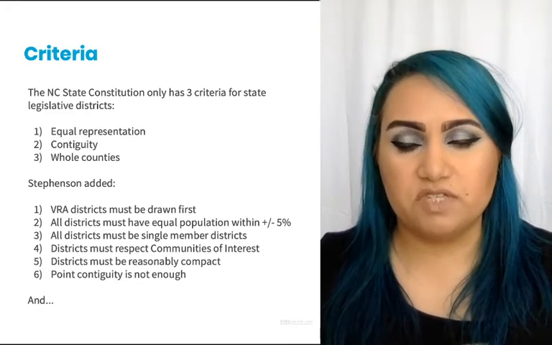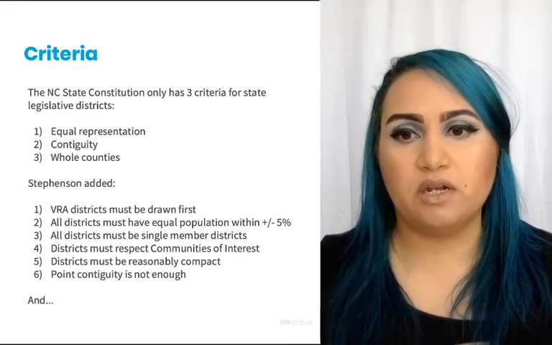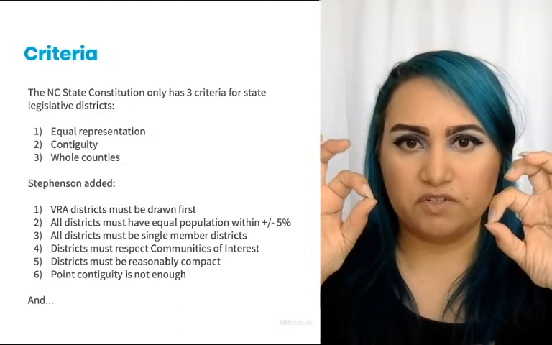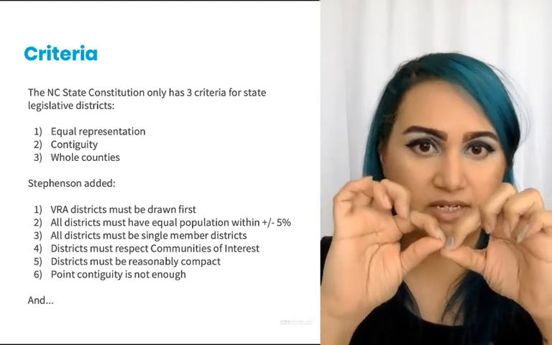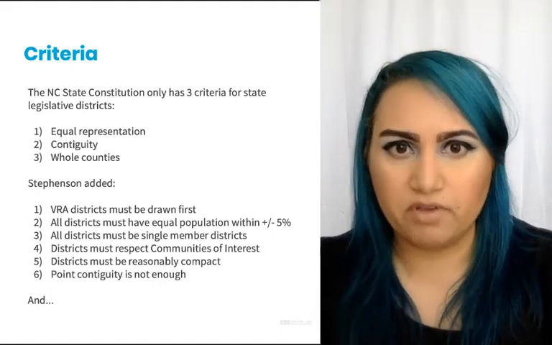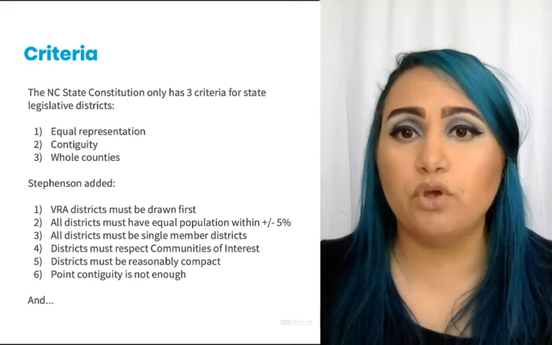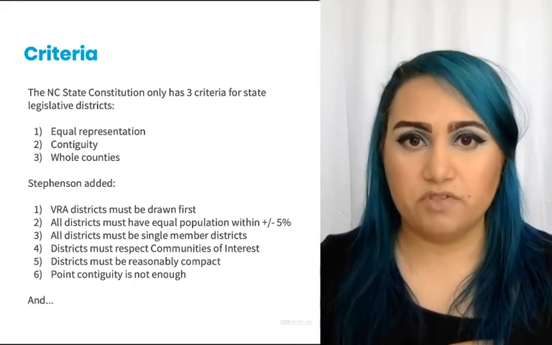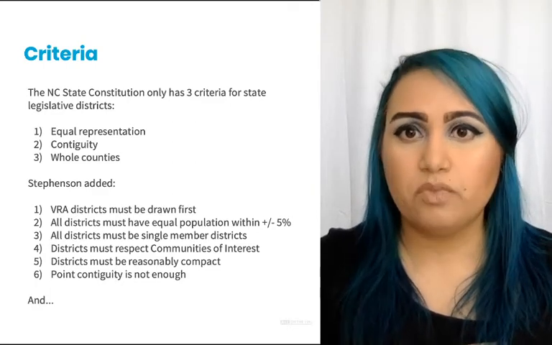And then the Stephenson court also said that point contiguity is not enough. So if you have two non-contiguous parts of a district, if they're just connected by a tiny point, that's not enough of a connection. There has to be a more substantial geographic connection. All right, so those are the redistricting criteria that came out of the Stephenson decision.